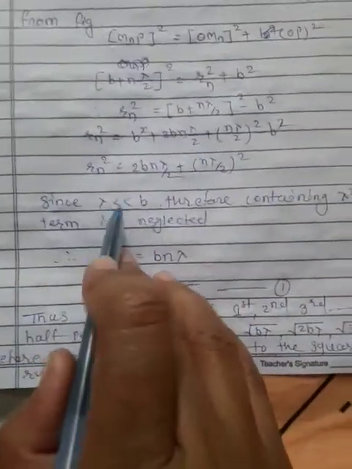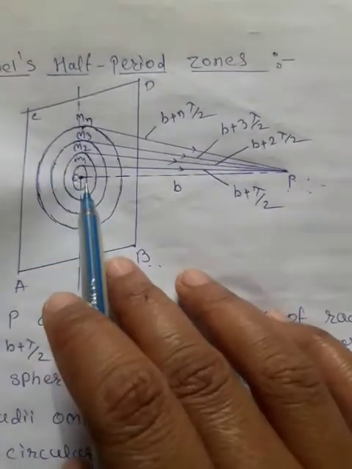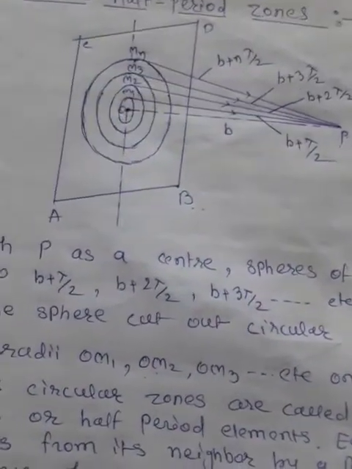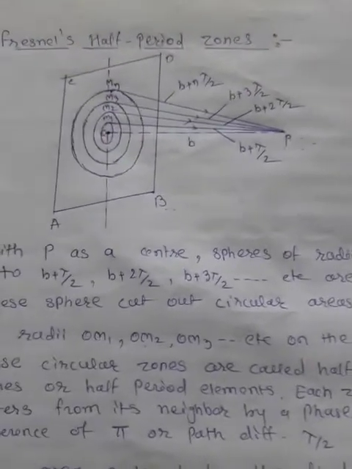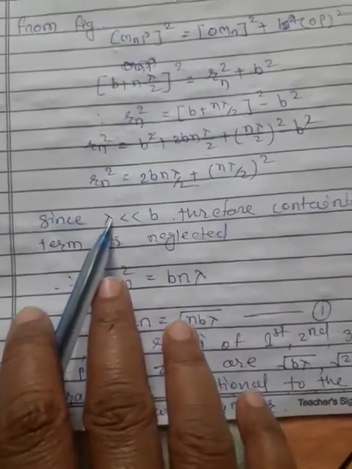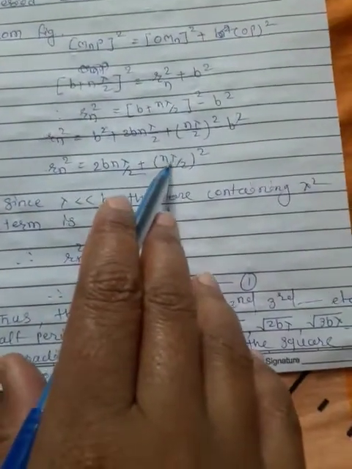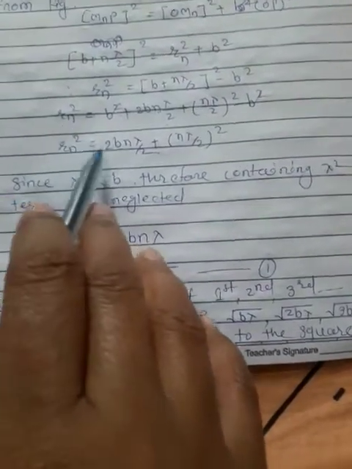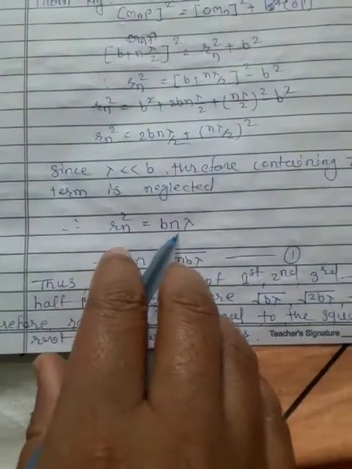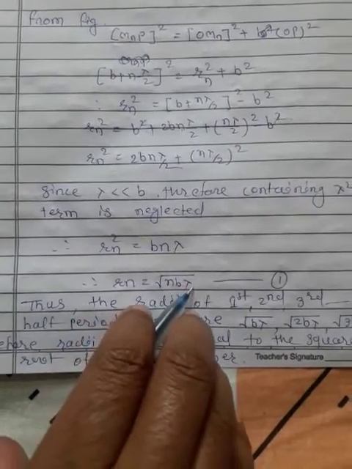Since b is the distance between the point P and the center O, and lambda is the wavelength of the monochromatic source, we consider that lambda is always much less than the distance b. Therefore the lambda square term is neglected. The remaining term is only Rn square equal to 2b n lambda by 2, where the 2 gets cancelled. The remaining term is only b n lambda, which is written as Rn equal to under root of n b lambda.